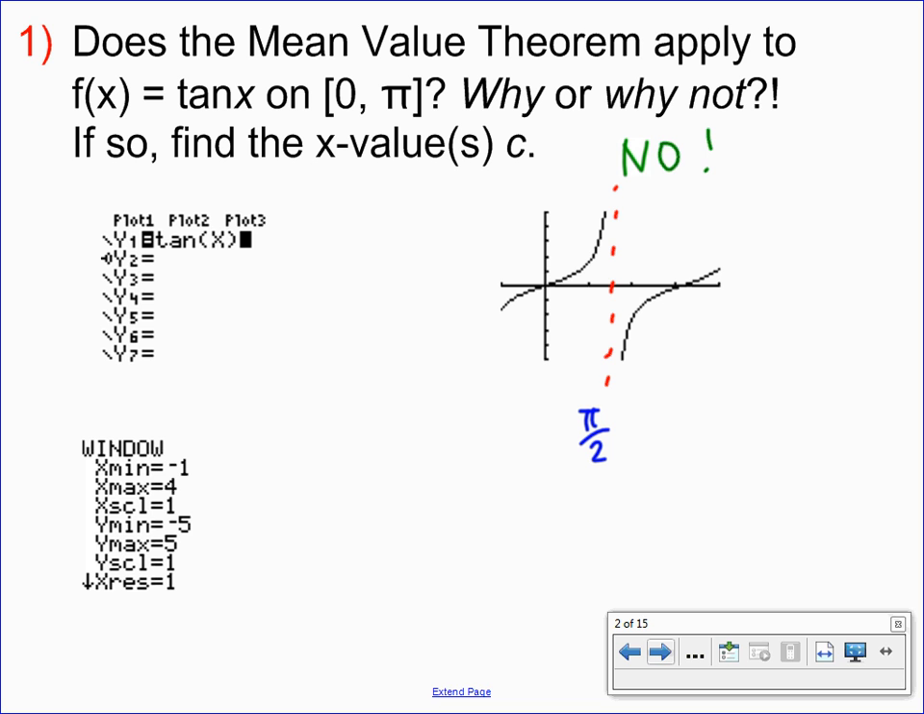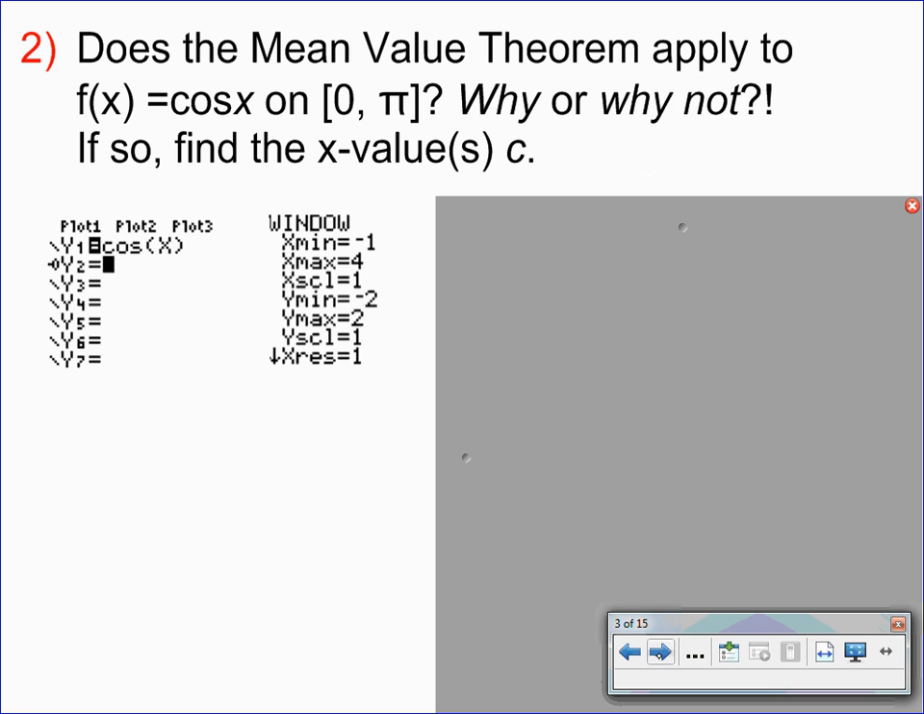All right, so no, we cannot apply that. Raise your hand if you had no for the first one. And it turns out here there's not one, okay? Let's go ahead and take a look at our second one then.